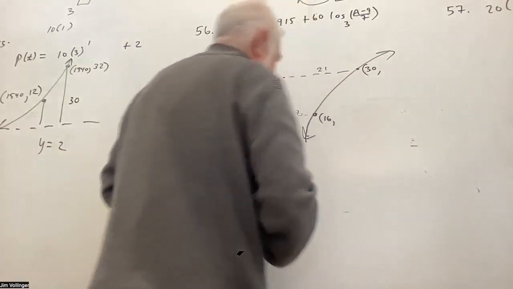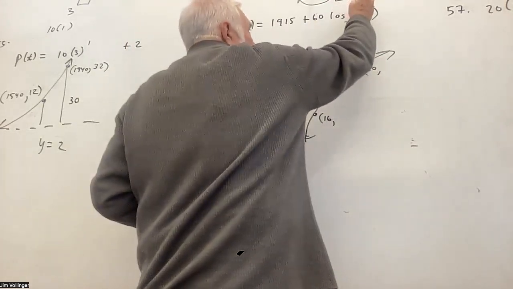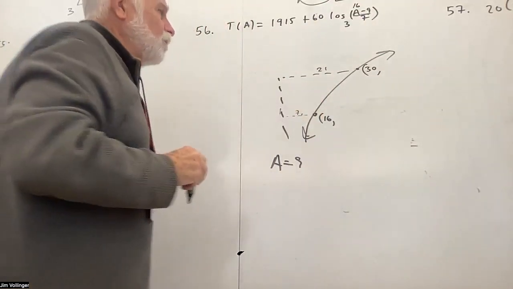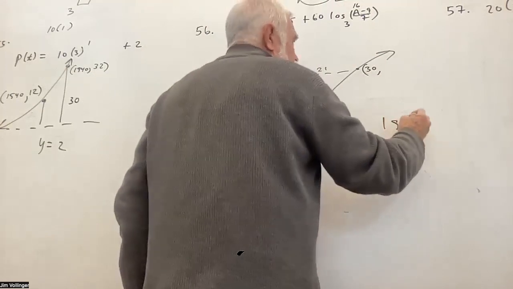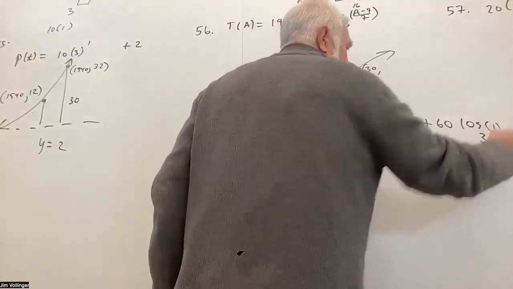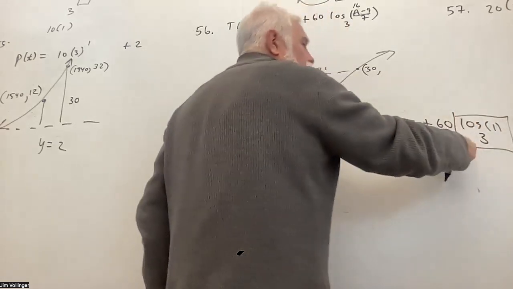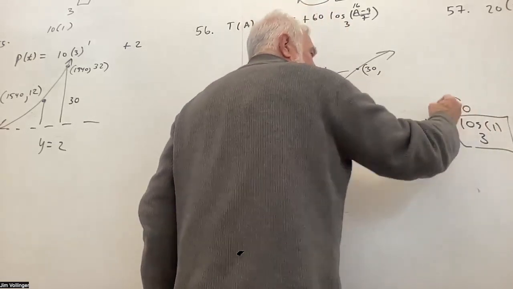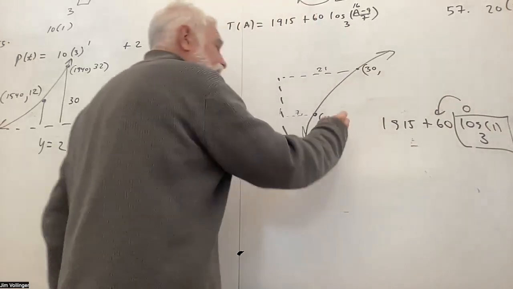Okay. So let's put the numbers in and see what happens. 16 minus 9, 7 divided by 7, 1. 1915 plus 60 log base 3 of 1. What's the exponent you put on 3 to get a 1? A 0. 0 times 60, 0. 1915.